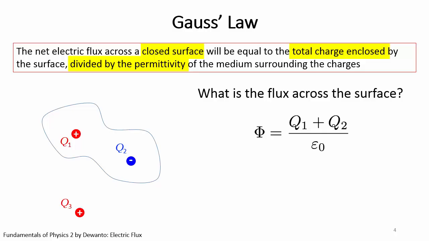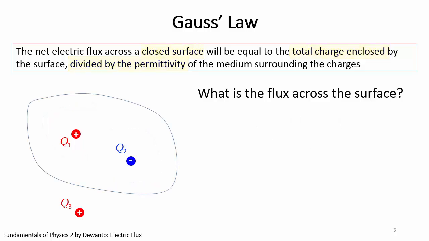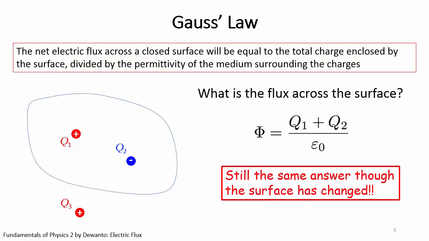If we now modify the Gaussian surface in such a way that it still encloses Q1 and Q2 only, what is the flux across the surface now? Voila, it is still Q1 plus Q2 over epsilon 0. Q3, which is outside the surface, does not contribute any flux at all to the surface.